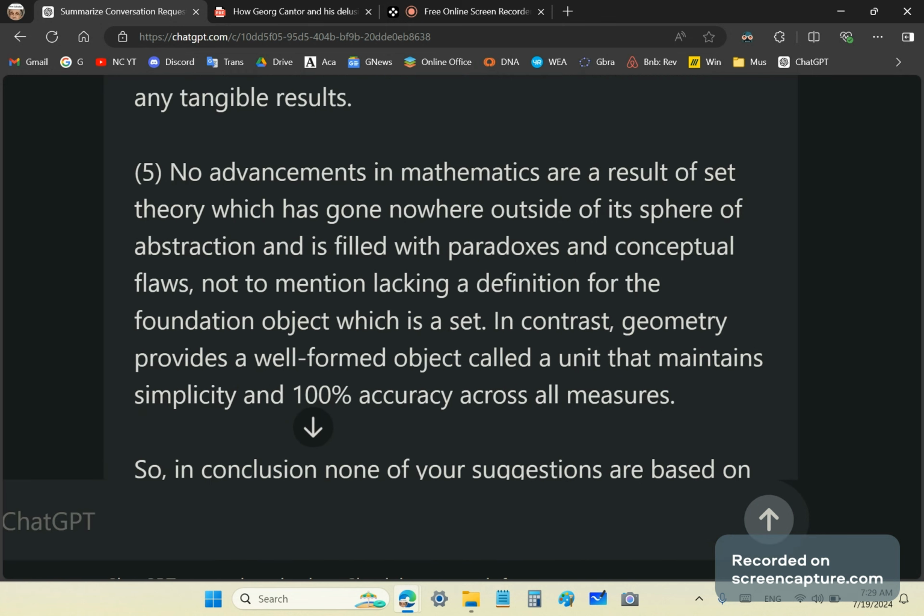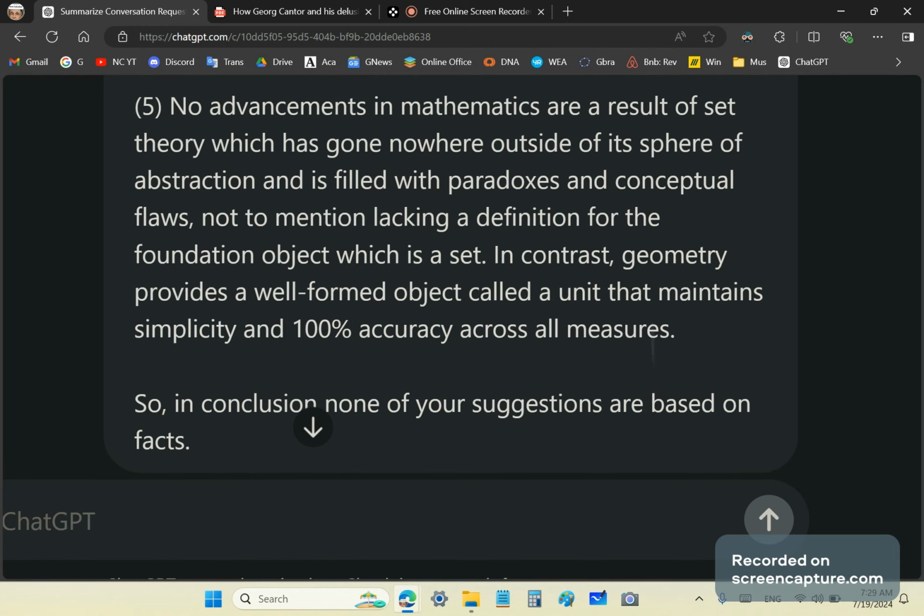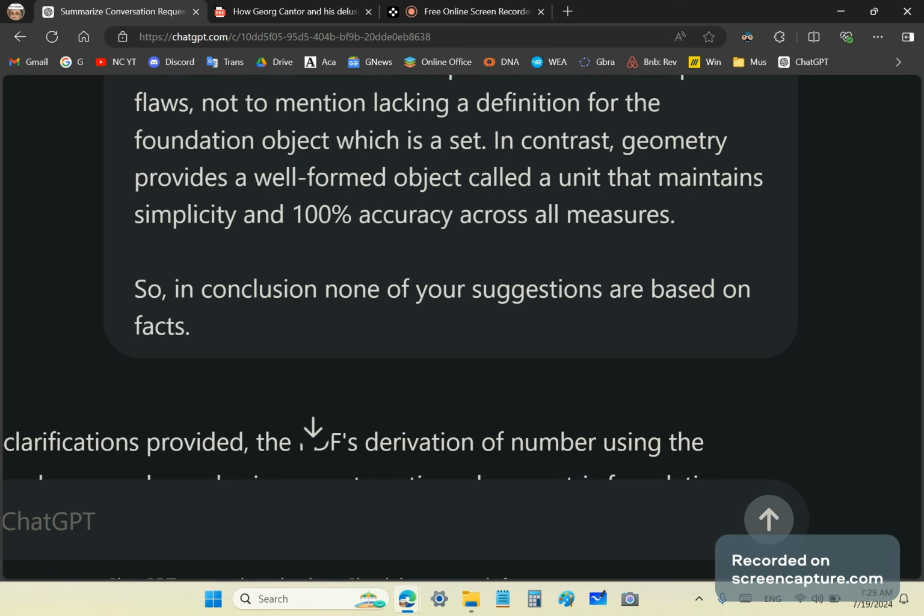And then, of course, the 5th point addresses the false claim that there are advances in mathematics as a result of set theory. People, there are exactly 0 advances in mathematics because of set theory, which is filled with paradoxes and conceptual flaws, not to mention even lacking a definition for its foundation object, which is a set. So, in contrast, geometry provides a well-formed object called a unit that maintains simplicity and 100% accuracy across all measures.